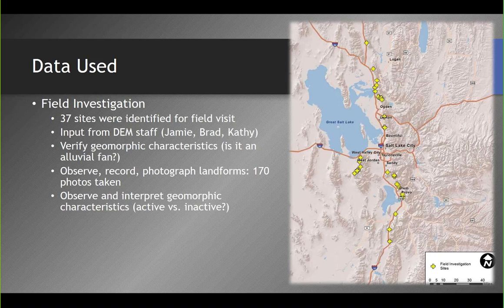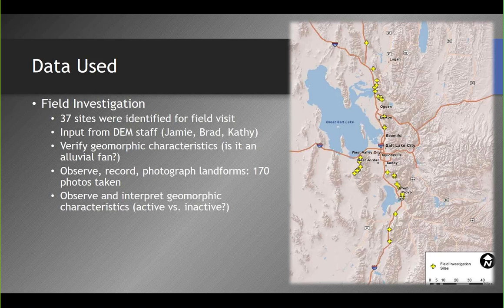We got input from DEM staff and asked them, are there specific areas that you think we should go look at? We showed them all of the field sites that we had planned to go see, and made sure they were okay with that. And then we went out and did a field investigation. The goal was to verify the geomorphic characteristics that we were seeing in the aerials, the topo, the geologic mapping, the soils, all that information. We wanted to field verify that what we were seeing was real.